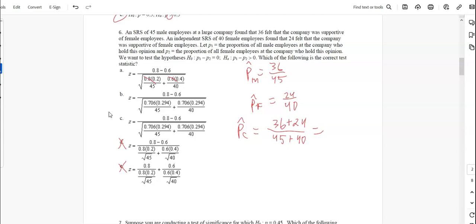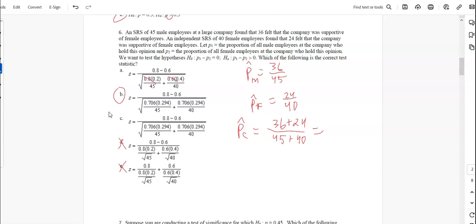So the correct answer is B. I'm trying to look at this. Is there any difference in the answers? I just don't see much of a difference. Do y'all see a difference there? Z equals, maybe I'm missing something obvious, but those B and C look completely alike to me. I just don't see the difference there.